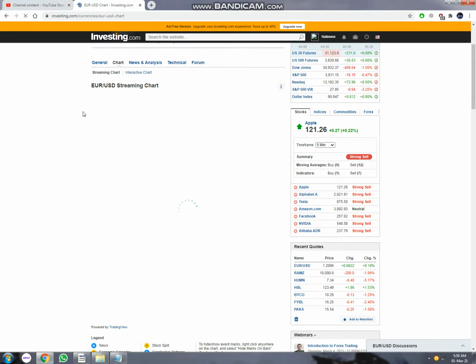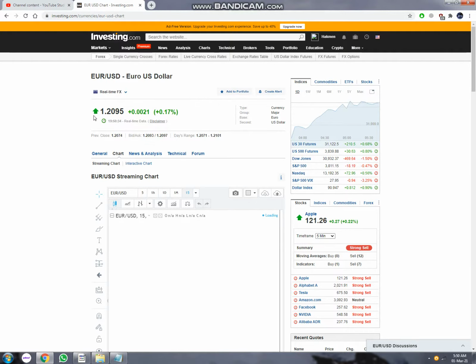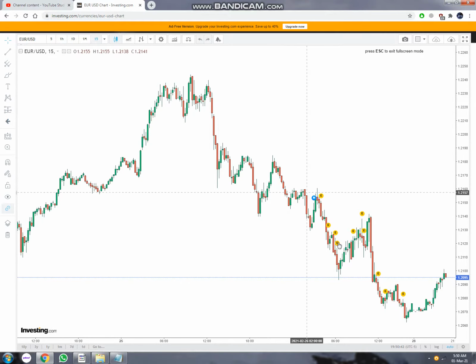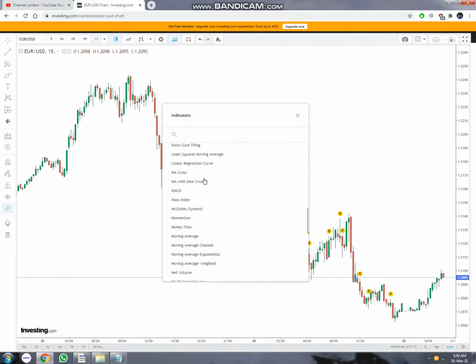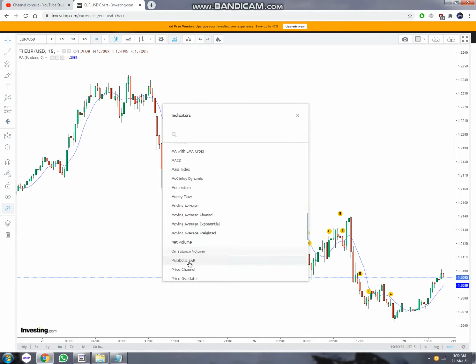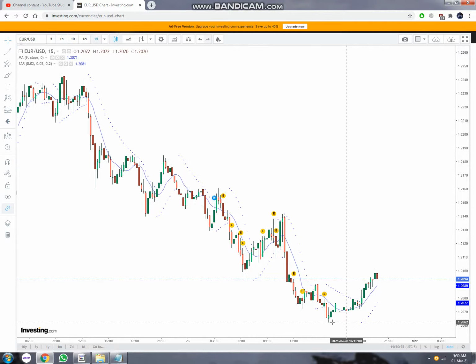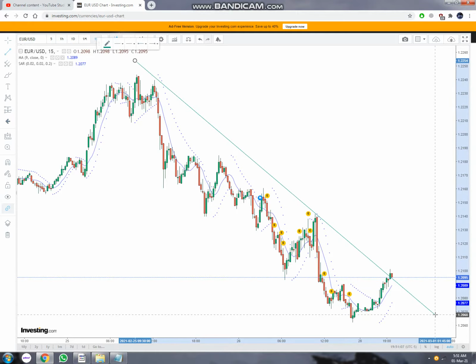In the previous video I loaded up a slightly different chart, but in this one you can see that it's still trading around 1.2095. This is the real trading that's happening in this market. You can see all of the indicators are listed here, and you can use them. I will use the moving average and parabolic SAR. Lastly it was at this level, and now it has moved up to this point. Let me give you a clearer look.